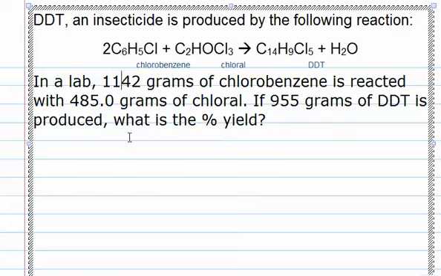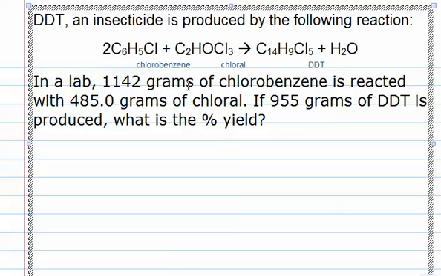Okay, so if we have a reaction in which we start with 1142 grams of that chlorobenzene, and we react that with 485 grams of chloral to produce that DDT, and we recover from this synthesis 955 grams of DDT, and we want to calculate what the percent yield is. So our strategy is going to first balance our equation. In this case, we have a balanced equation already.